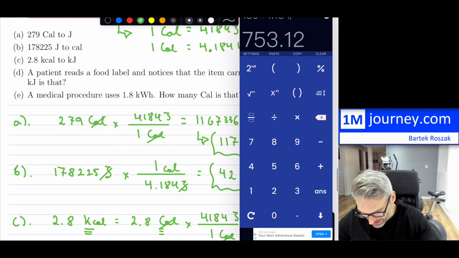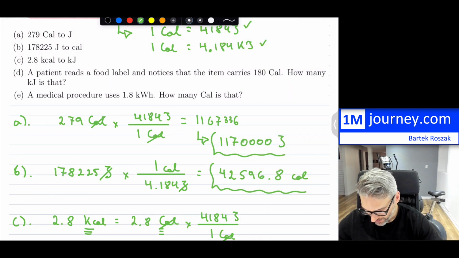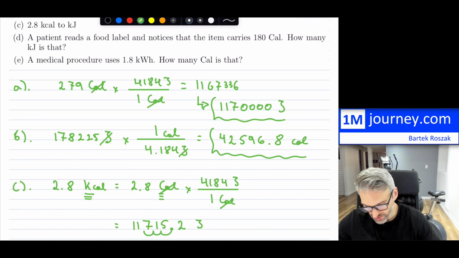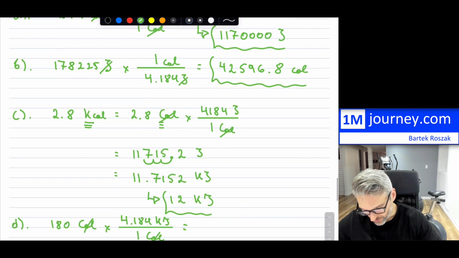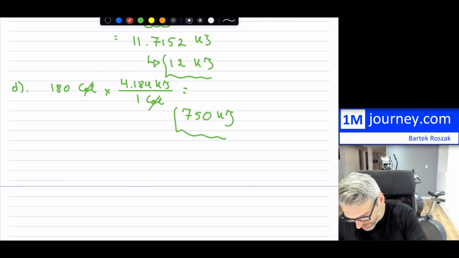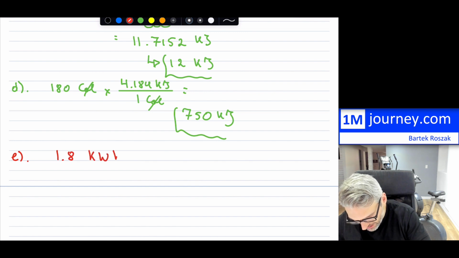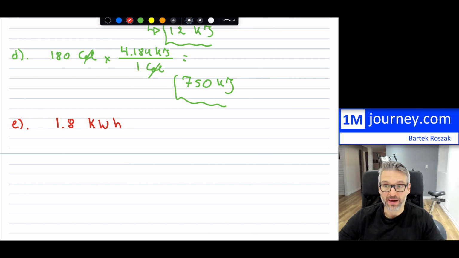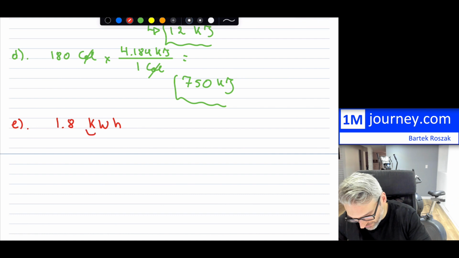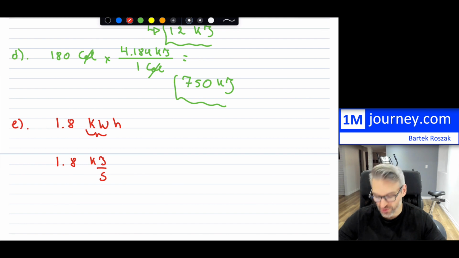Now for part E, this one is kind of cool. So you have a medical procedure, and it uses 1.8 kilowatt hours. So how many calories is that? 1.8 kilowatt hours. All right, so this one's E. This kind of forces you back into combining power and energies together in terms of units. So first off, kilowatt, so this is 1.8 really like kilojoules per second, because a watt is joules per second.